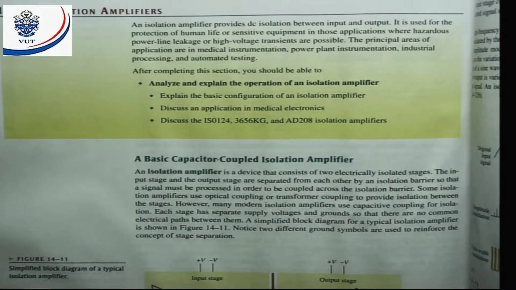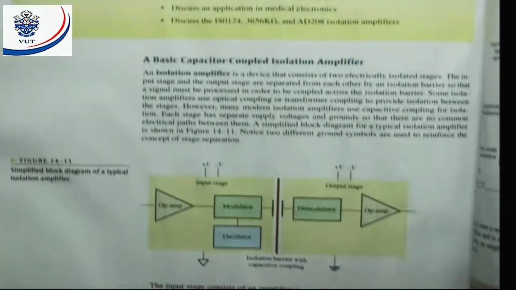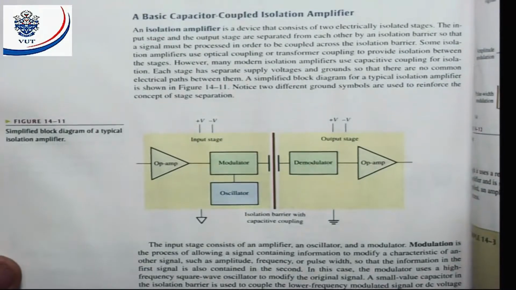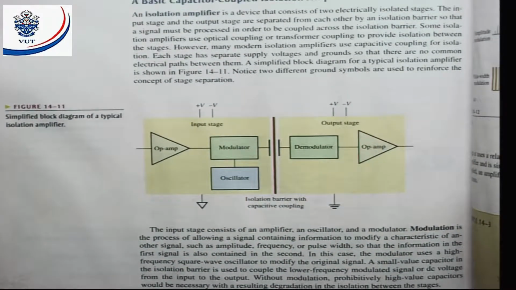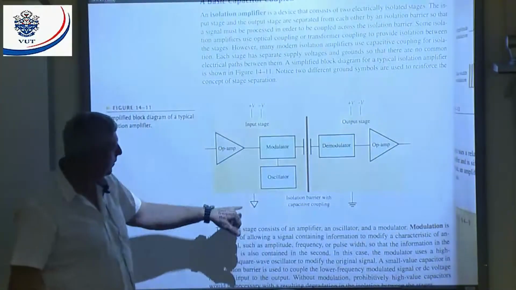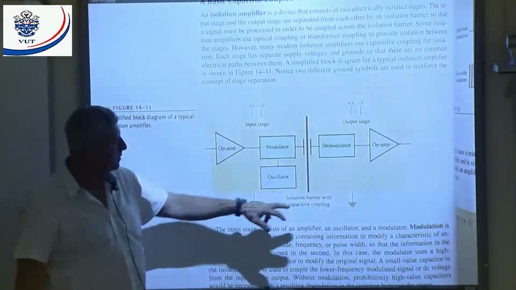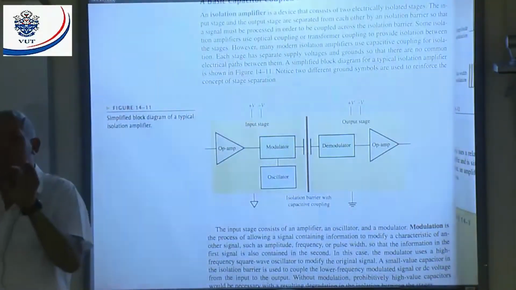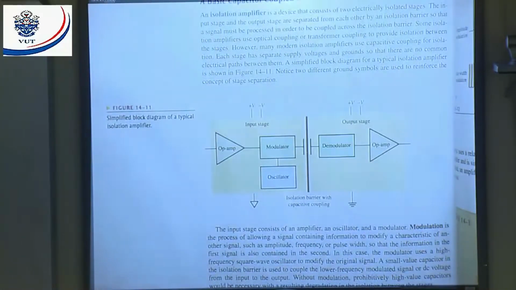All right, now we're going to look at the basic capacitor coupled isolation amplifier. Here is the simplified block diagram of a typical isolation amplifier. A few things I want to point out. You will look here. There I got a supply and there I got a supply. You can even see our earth are different. That means these two stages are completely isolated from one another, all right?